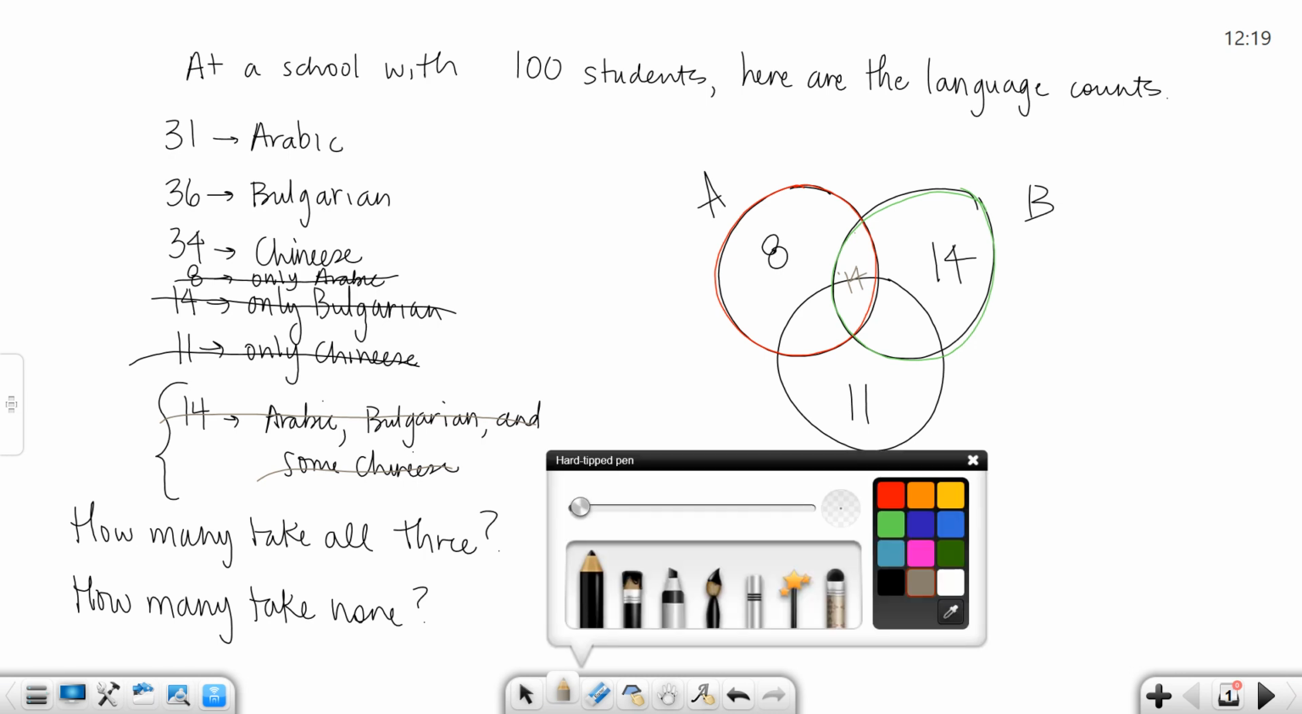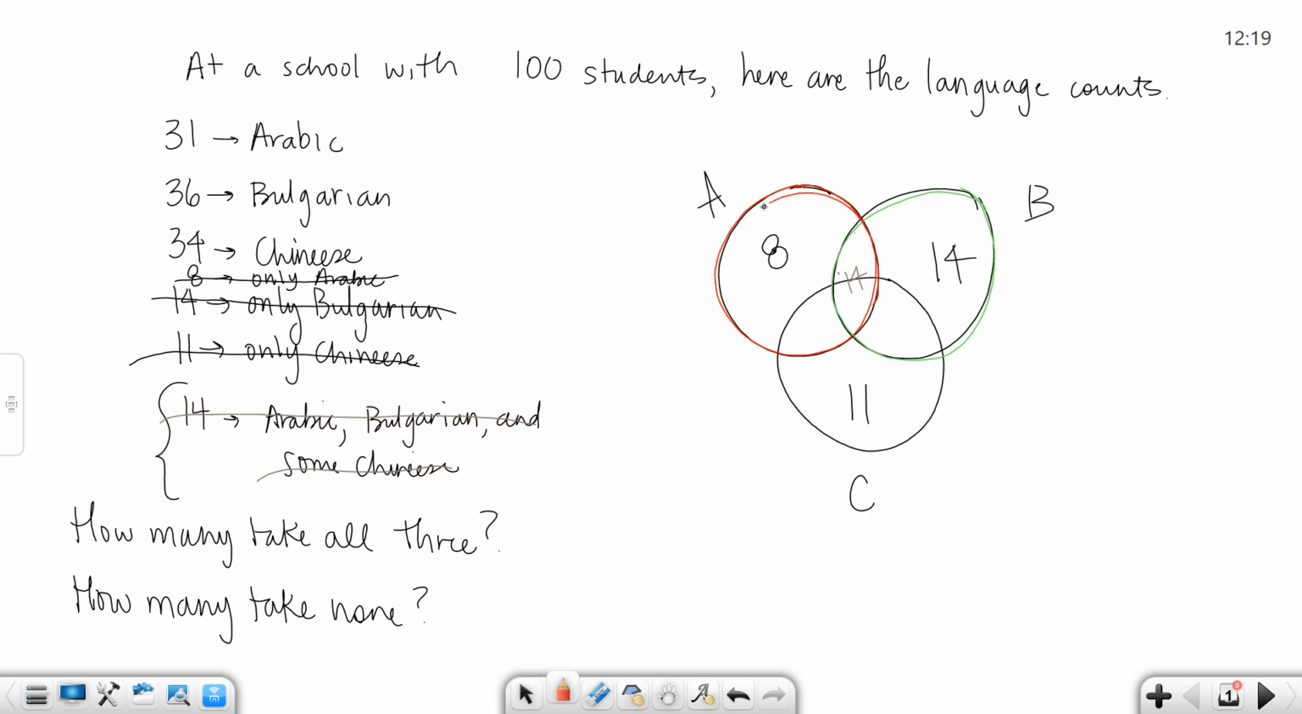Now then, in the red circle, which is Arabic, in this whole red circle, I know that there are 31 people. Well, I know that there are 8 in there and 14 in there already. So there's 22 in there already. And so, to see what's left, I can just subtract it out. That means there's 9 left. And that's how we would get that one.